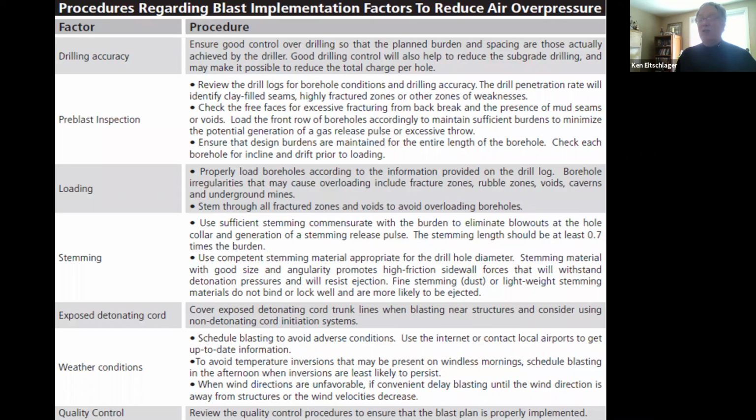For blast implementation, again, from an air blast standpoint, I strongly recommend that you go take a look at these. Drilling accuracy is probably the biggest one. If the holes aren't drilled straight or drilled at the angle they're supposed to be drilled, everything falls apart. All the other assumptions are null and void. You can very quickly end up with a mess on your hands, both from an acoustic standpoint and a seismology standpoint. Stemming, again, you need to have enough stemming to confine the energy in the ground and indirectly prime the boreholes.